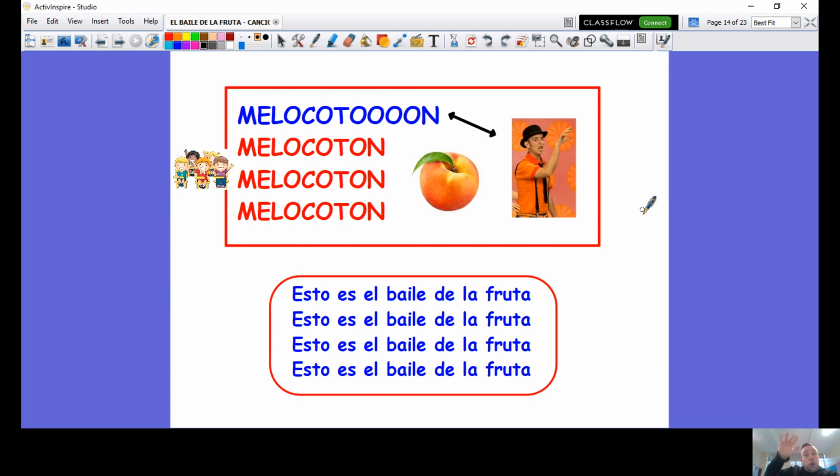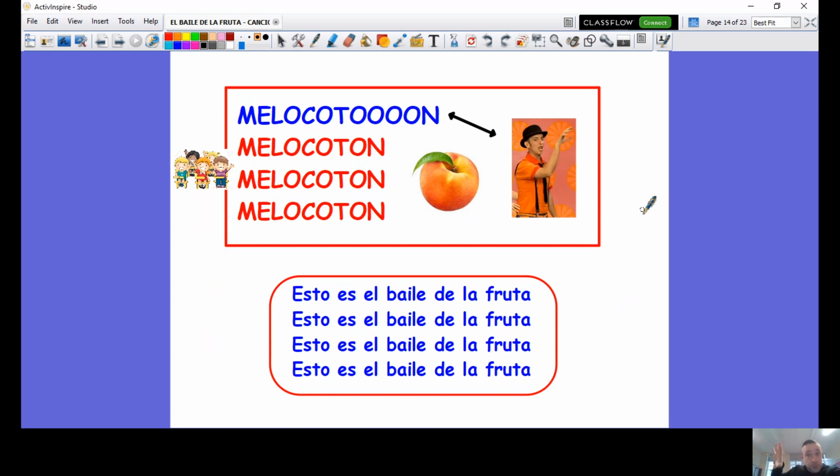Melocotón, melocotón, melocotón, melocotón. Excellent. Let's do that one more time. Mr. Bell's Nacho. You repeat when I finish. You ready? Melocotón, melocotón, melocotón, melocotón.